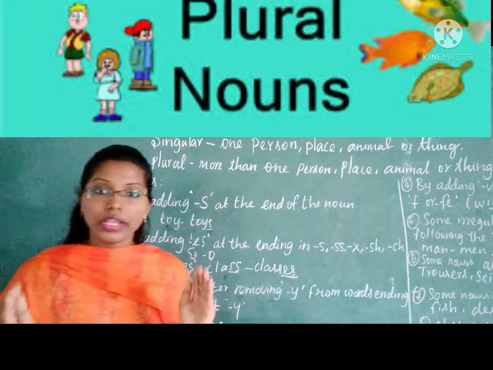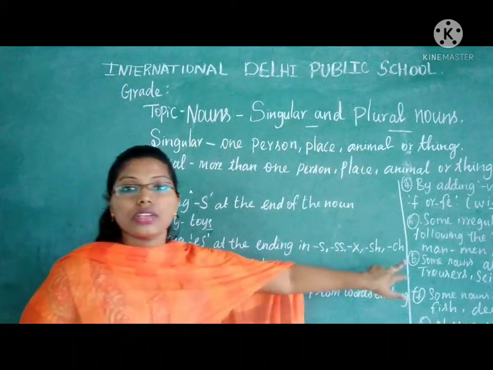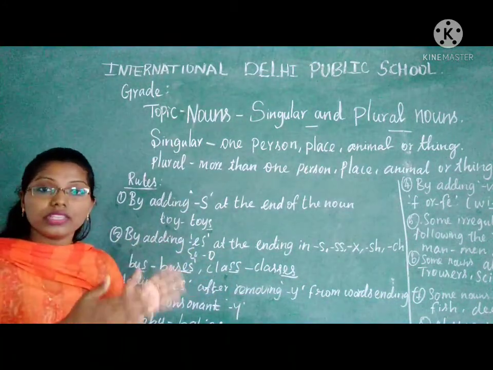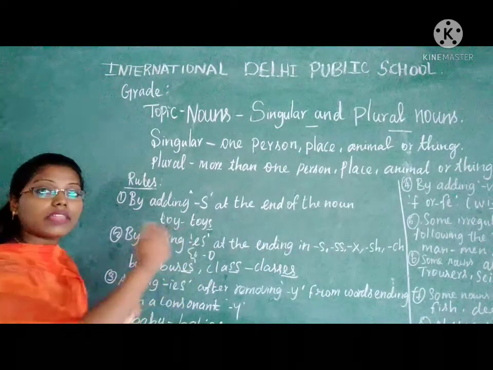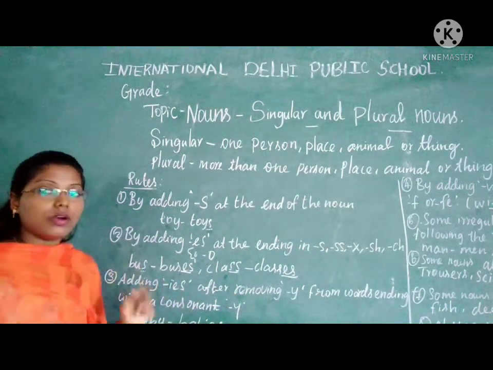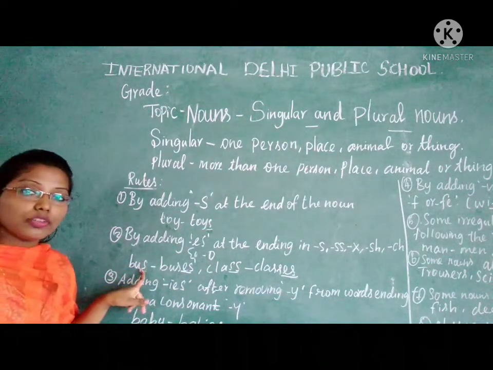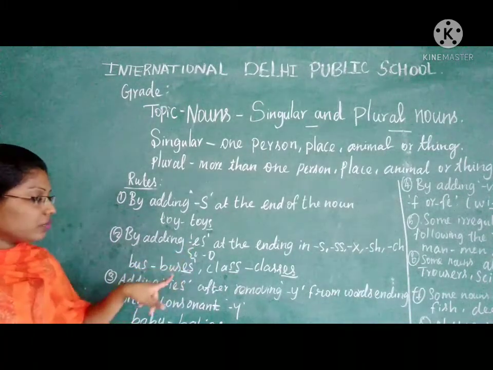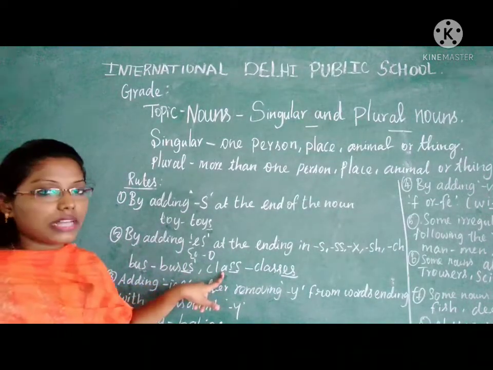Look at the second rule. Some nouns end with s, double s, x, sh, ch and o. If we want to make these nouns plural, we have to add es at the end of these nouns. For example, bus. What is the last letter of bus? Yes, right? So if you want to make it plural, what do we have to do? We just add es. Bus, buses.